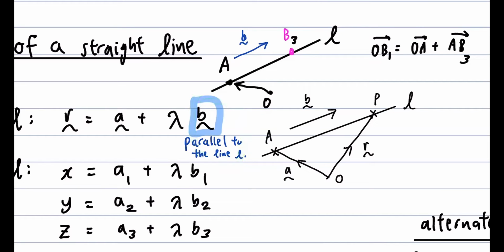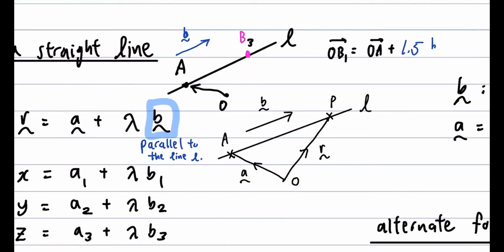Then what we can do is to realize that this B3 is just like 1.5 copies of this vector B. From A to B3, isn't it just 1.5 times of vector B? Or if I move my B3 to another point, B4, then if I want vector OA plus vector AB4, that means my AB4 is now not 1.5 times of vector B, it's 2 times, right? 1, 2. Let me draw 2 for you and move it over.